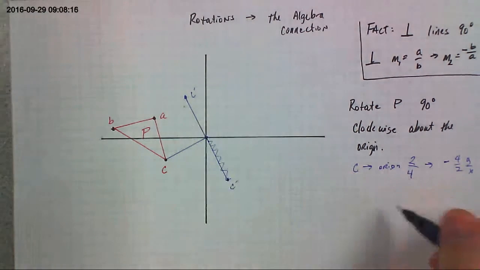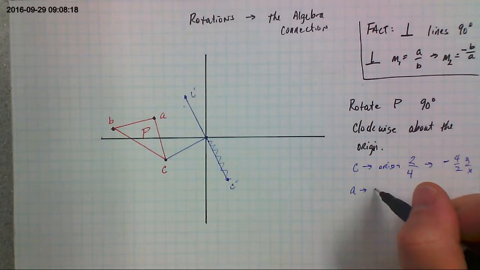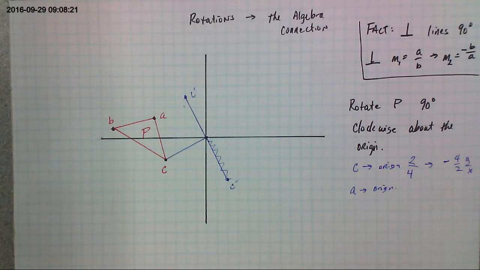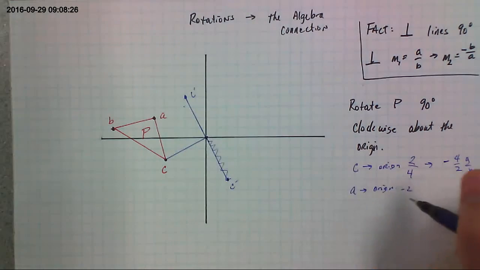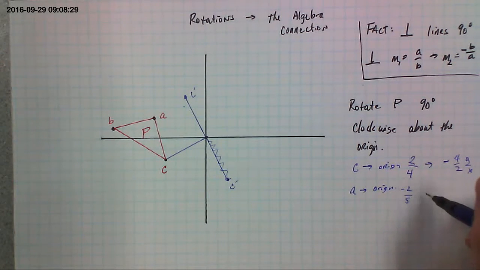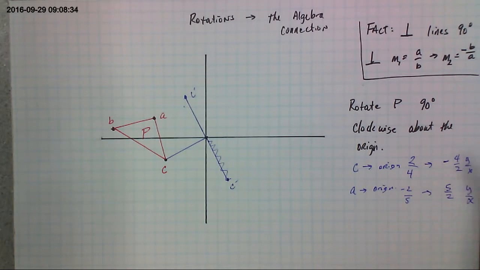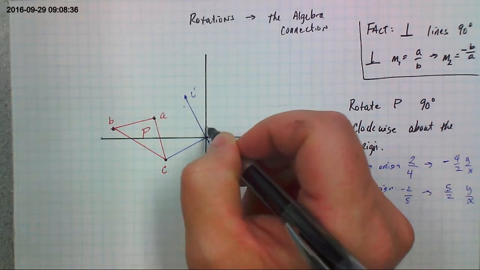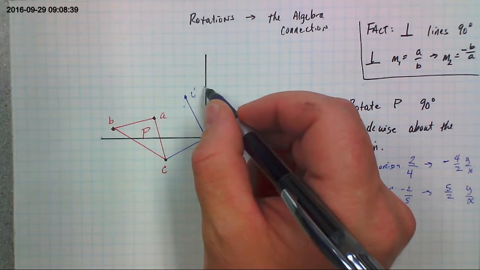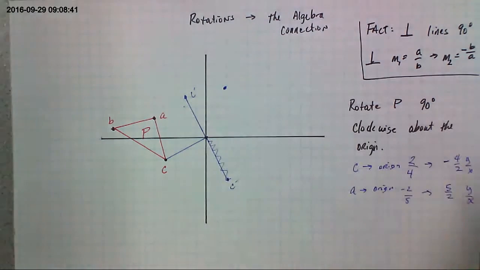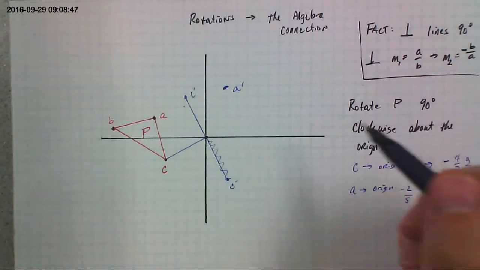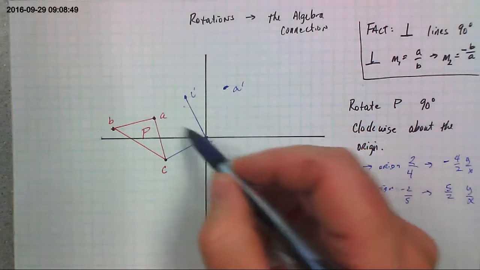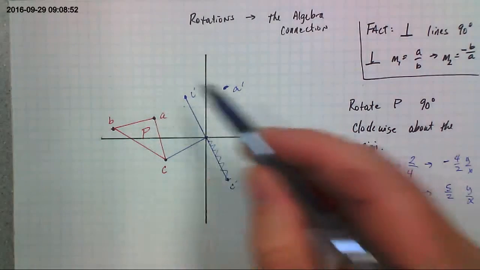Okay, let's do A. So A to the origin, that's going to be down 2 and over 1, 2, 3, 4, 5. So the new one's going to be positive 5 over 2. And again, that's y over x. So starting at the origin, go up 5, 1, 2, 3, 4, 5, and then 1, 2 right there. That's for A. So this will be A prime right there. So that's a 90-degree rotation around the origin going clockwise.